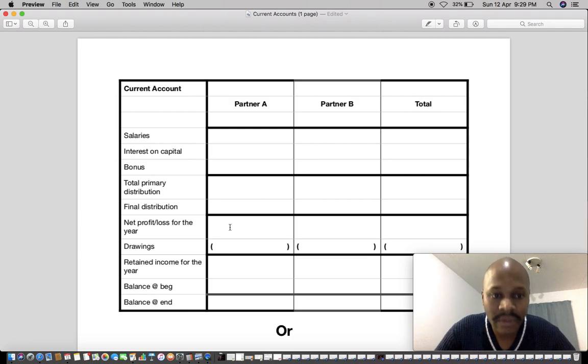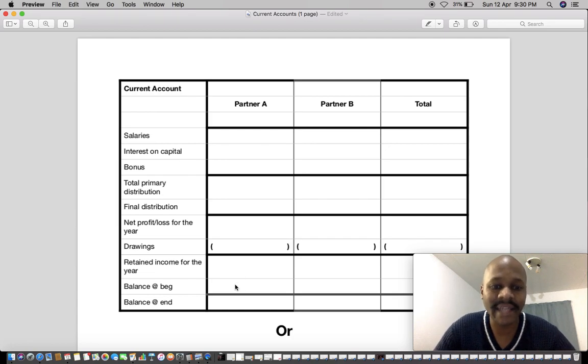Once you have allocated net profit and also drawings in brackets, you'll have retained income. That's the amount you have left after subtracting drawings from your net profit. You'll have your retained income. This is the profit you don't touch because you want to preserve your equity in the business. In case something happens in the future, you know you have a safety net.